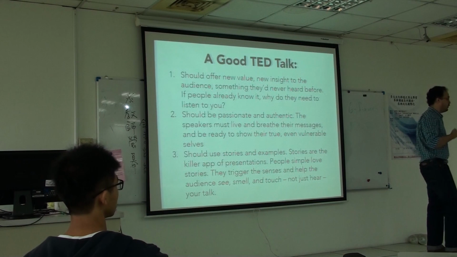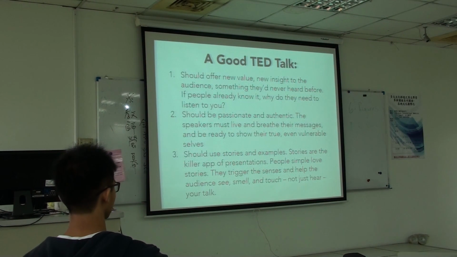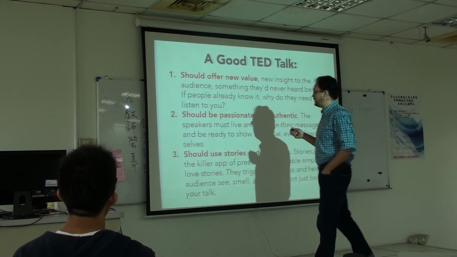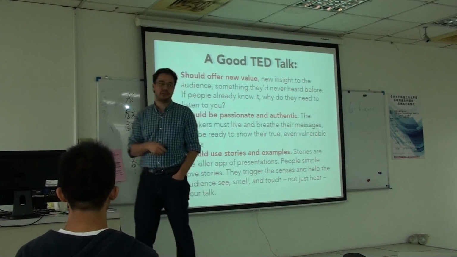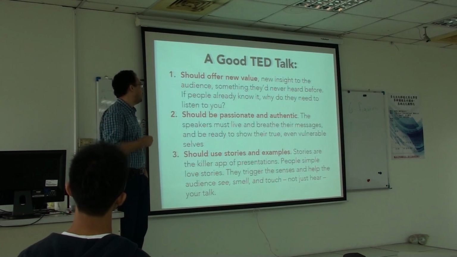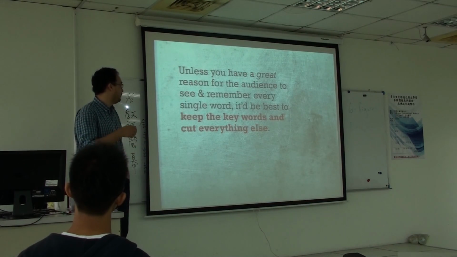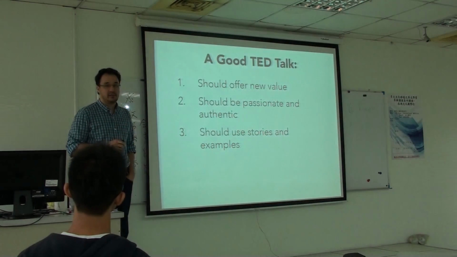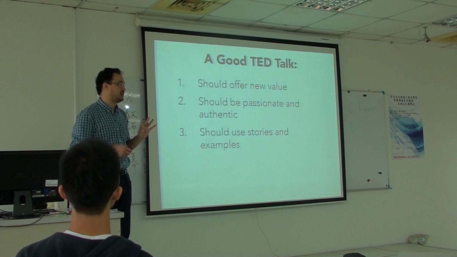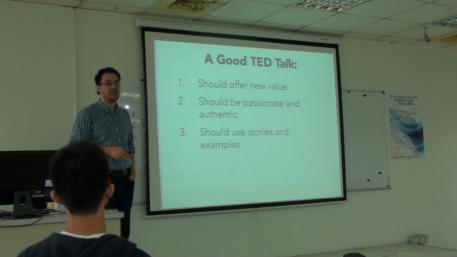So, when you come up with your bullet points, when you come up with your main ideas, think about what is the most important information. What are the key words from your paragraph? In this case, it's almost always the very first part. My key words: a good TED Talk should what? Should offer new value. Should be passionate and authentic. Should use stories and examples. Okay? So, this is it. Now I went from a big wall of text to three phrases, three sentences. Alright? I can do even better than that.